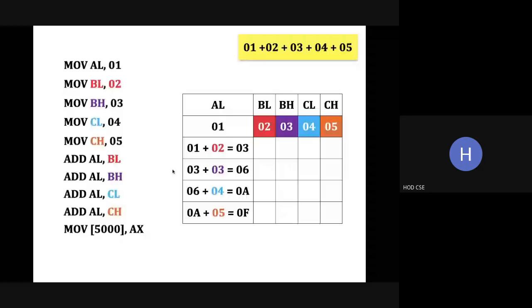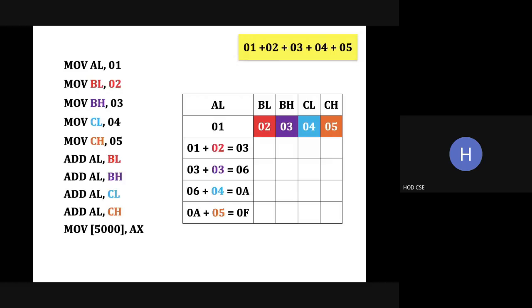Again, the same problem here. Suppose there are n number of data to be added, we have to use the loop statement. We have to put n in a counter register CX or CL, and then repeat that process until the counter value becomes 0. Since this is a series, 1 plus 2 plus 3, the increment value is 1. So the same program can be replaced by another program.